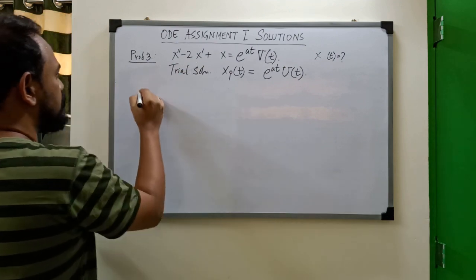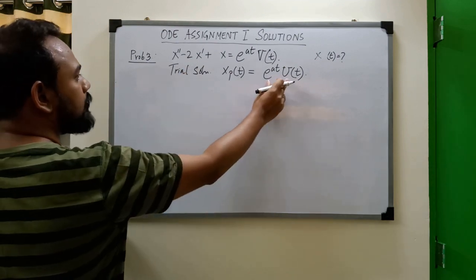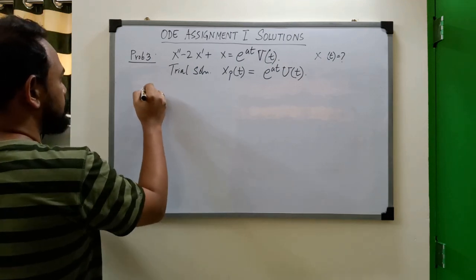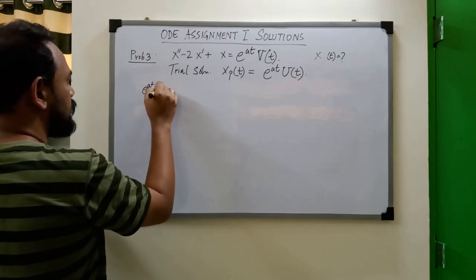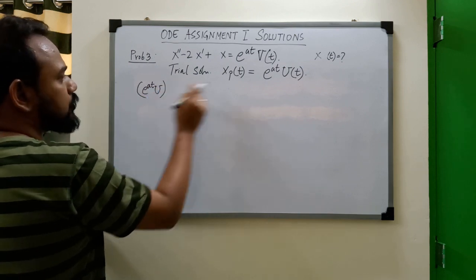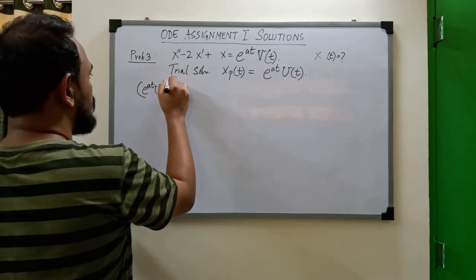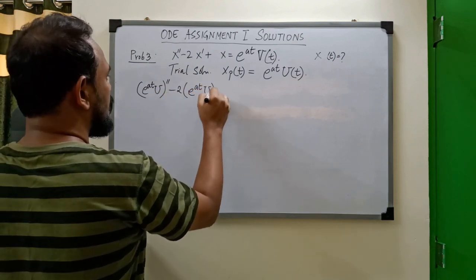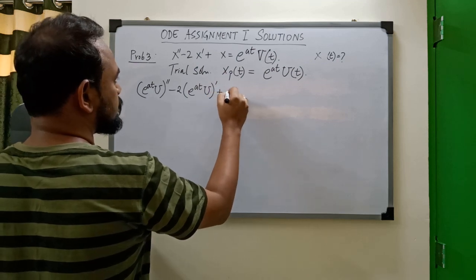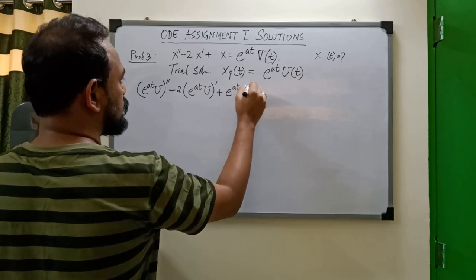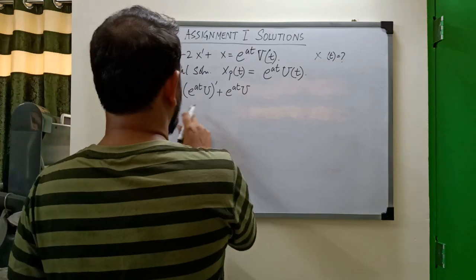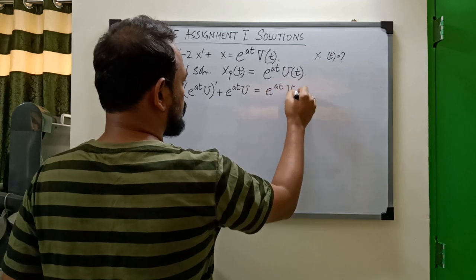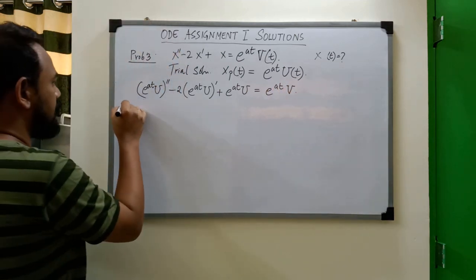If I try the solution, I have to put x double prime, so I will have to differentiate this twice. If I differentiate once, so let's put that. So e to the power at u. I'm not writing u(t) because it's understood that u is a function of t. Double prime minus 2 e to the power at u prime once plus e to the power at u. That's your x. Okay, and if this is a trial solution, this should match up to e to the power at v on the right.